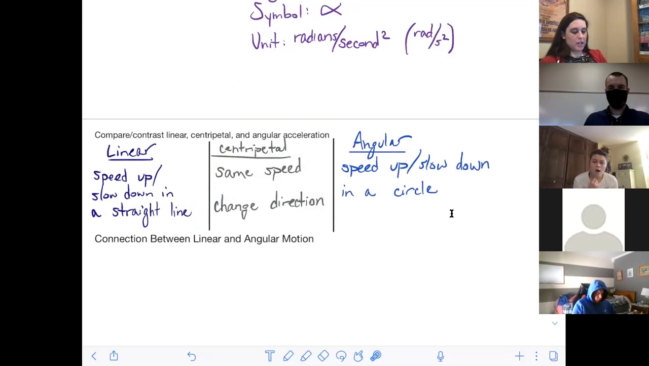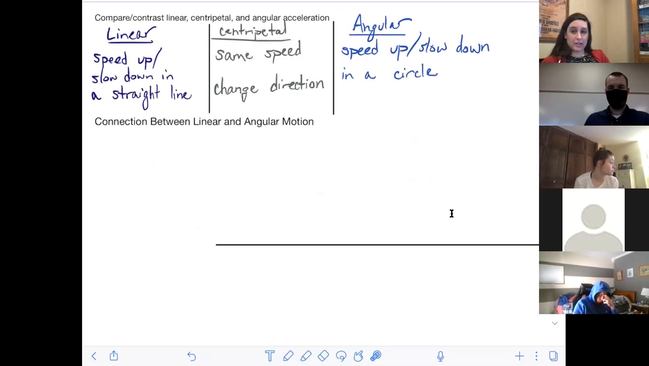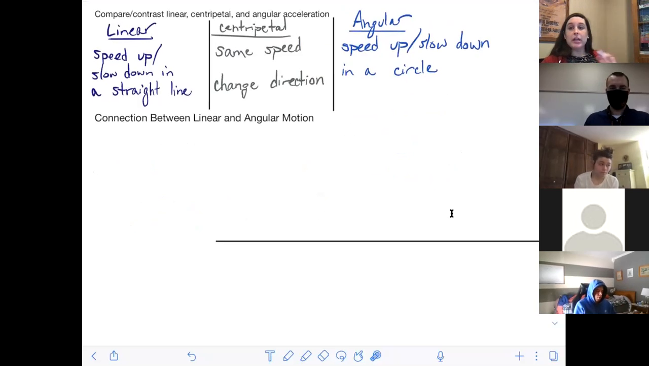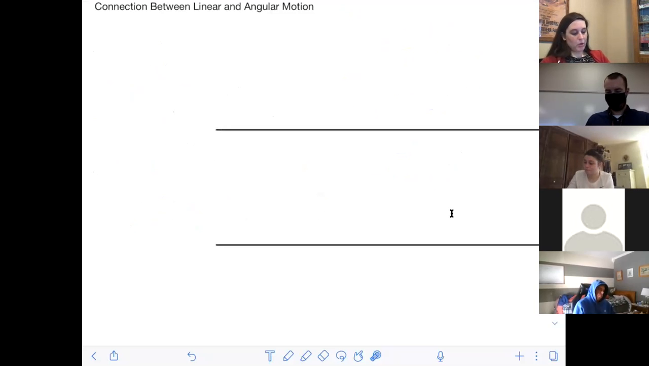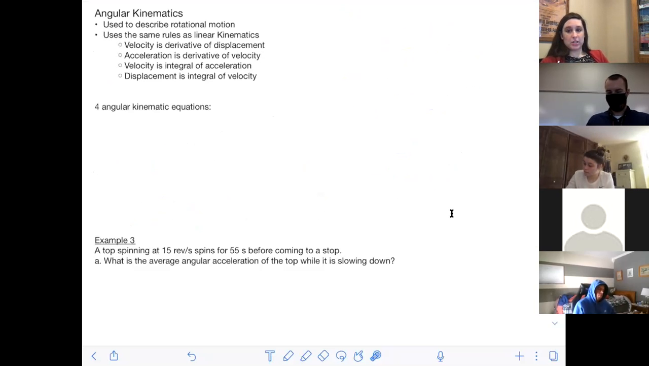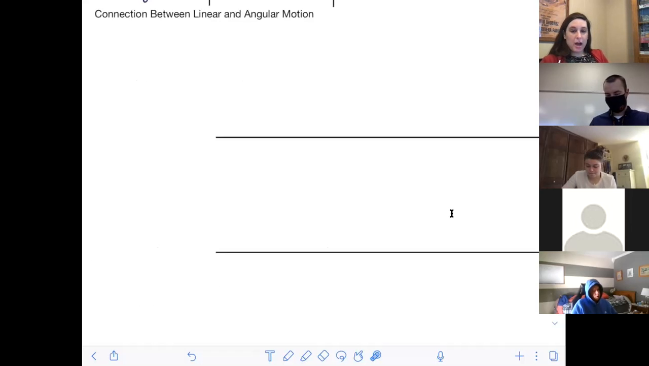And as long as we are here, talking about the different kinds of motion that we are already familiar with, let's make a connection between linear motion and angular motion. Because this connection between linear motion and angular motion is going to allow us to then come up with our angular kinematic equations. So let's start by talking about displacement.